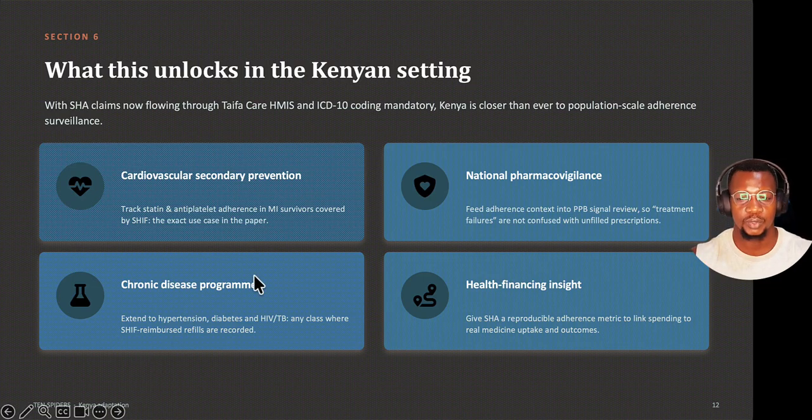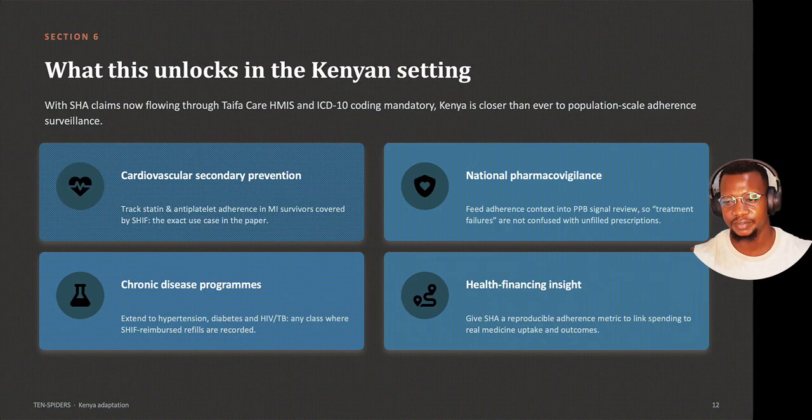We can track statin and antiplatelet adherence in myocardial infarction survivors covered by SHIF, which is the exact use case in the paper. For national pharmacovigilance, we can feed adherence context into PPB signal review, the PVAS system, so that treatment failures are not confused with unfilled prescriptions. We have often seen this in hospital practice, where your patient does not finish their dosage, especially with antibiotics.